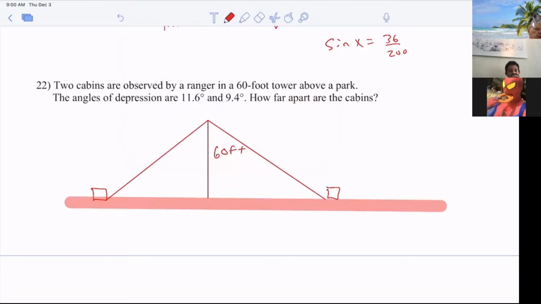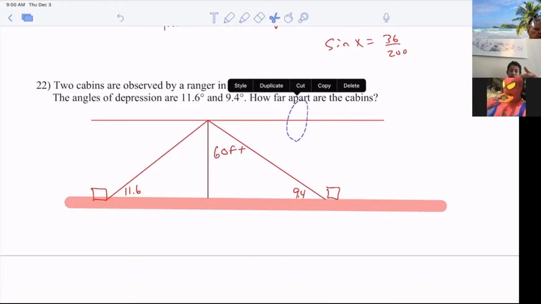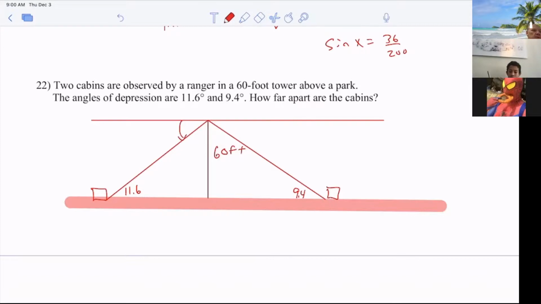Now, whenever they say angle of depression, I don't write angle of depression. I write angle of what? Elevation. So this guy right here is 11.6, and this right here would be what? 9.4. You agree? The top here, remember the angle of elevation is always going from the horizon. So this is the angle of depression. That is the most common mistake, right?